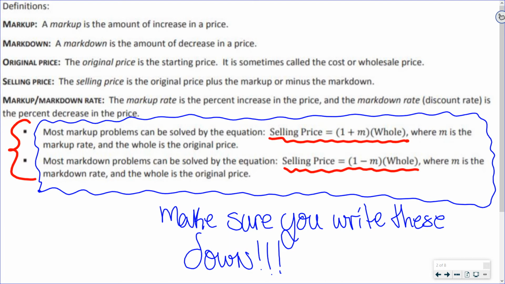If you can master these equations, you can master your homework for the night. If you struggle with these equations, then you're going to struggle with your homework. Just remember, m stands for your markup or markdown rate. M has got to be converted into a decimal. It cannot be a percent. We're not adding 1 plus 40%, we're adding 1 plus 4/10. Okay, 40% in decimal form would be 4/10 or 0.4.